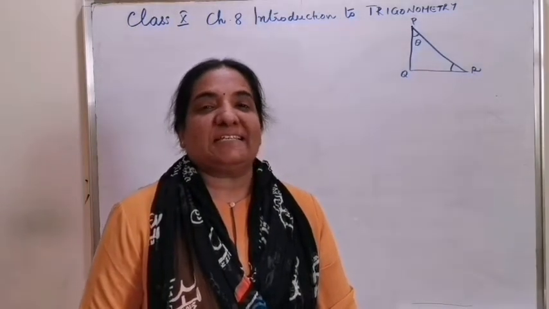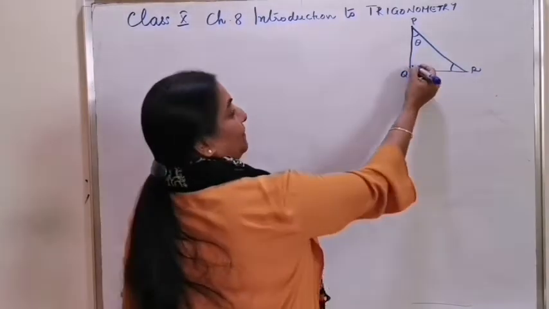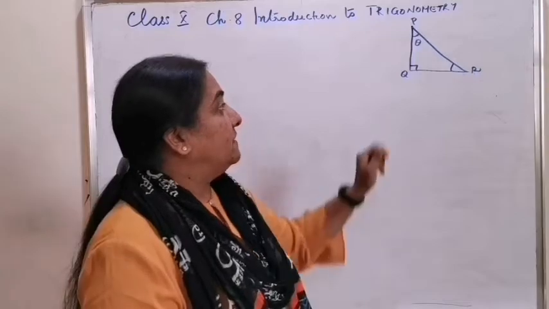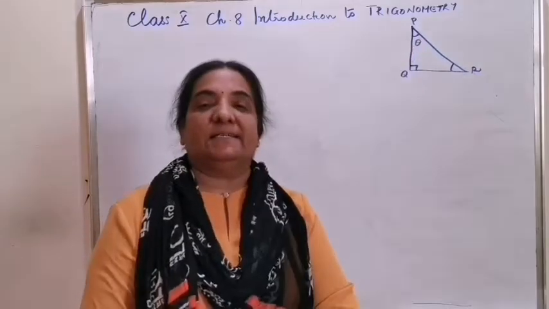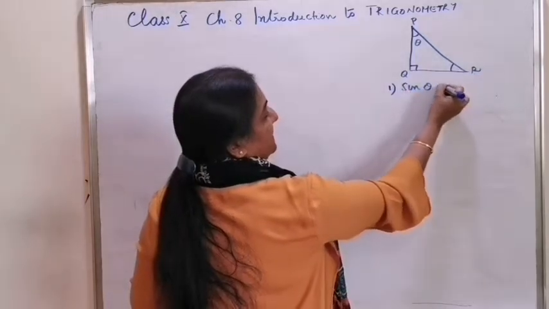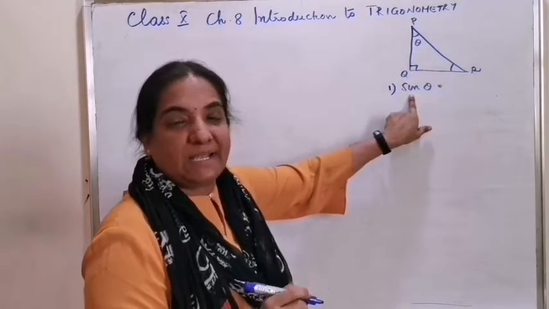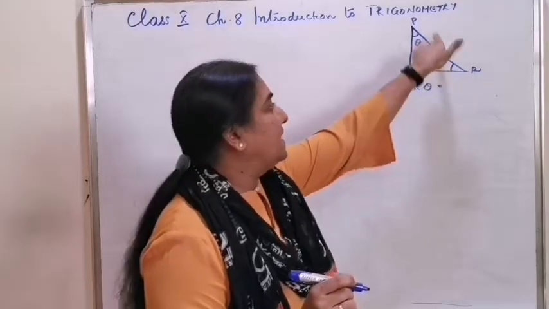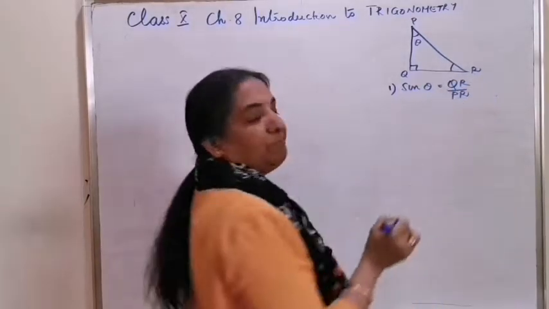Before passing on to the first exercise, using this figure, triangle PQR right angled at Q, let's see how you are defining the ratios for this particular angle theta. That means instead of angle P, I can call it theta. So what is the first ratio? The first ratio is sine theta. This word sine represents opposite side by hypotenuse. For this particular angle theta, opposite side is QR and hypotenuse is PR. So what is the ratio? It is QR by PR.